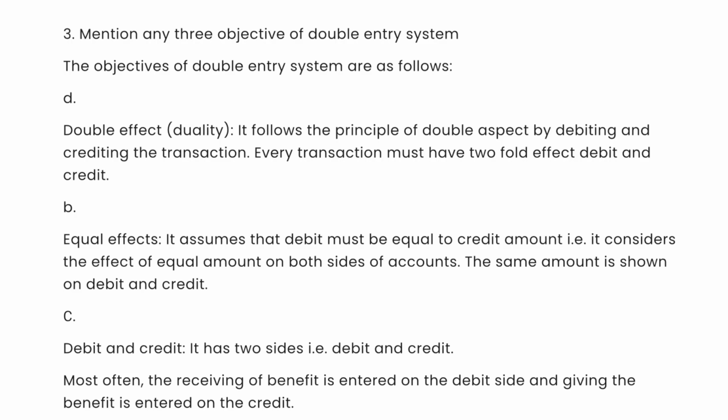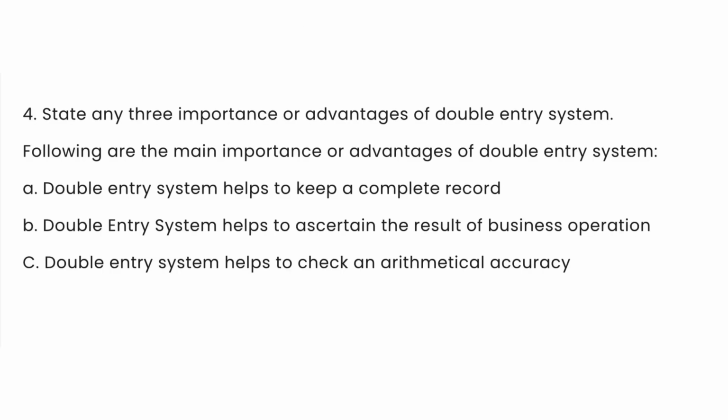C. Debit and credit. It has two sides, that is, debit and credit. Most often, the receiving of benefit is entered on the debit side and giving the benefit is entered on the credit.